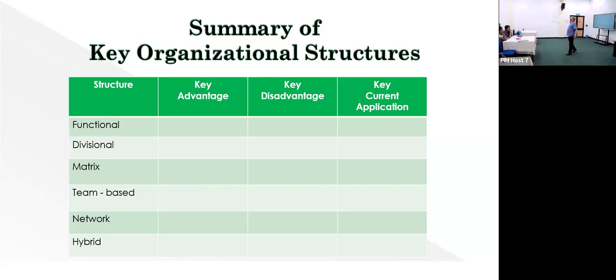Okay. Third one, matrix. What is the key advantage? More collaboration with two bosses, isn't it? You have a functional boss and an operational boss. So what is the key disadvantage? Decision-making process slows down. Good try. Any other ideas? Stress of two boss employees.